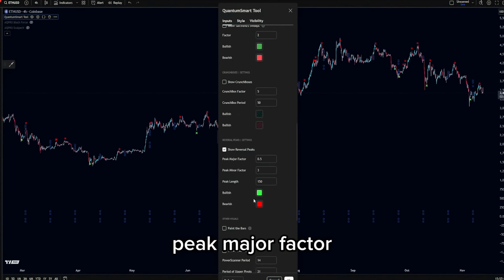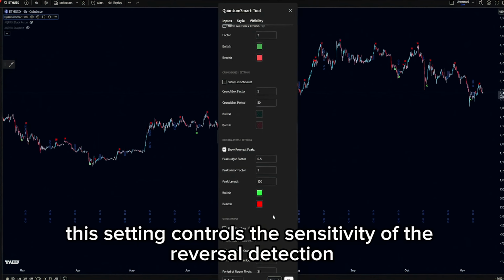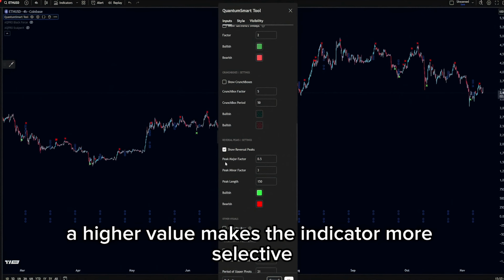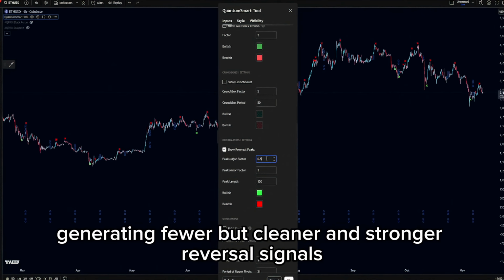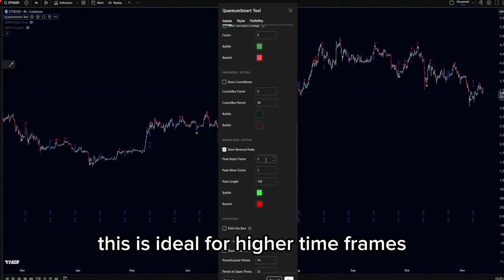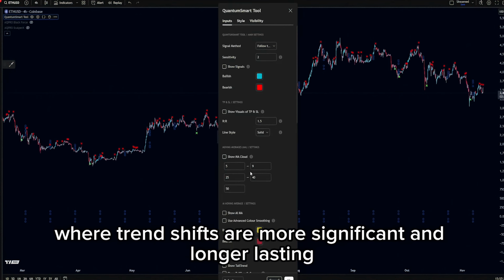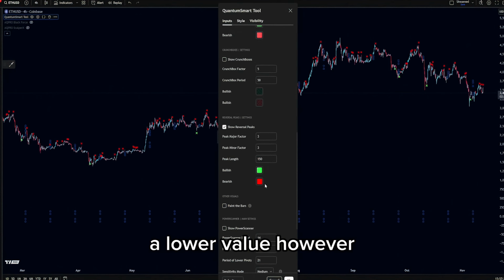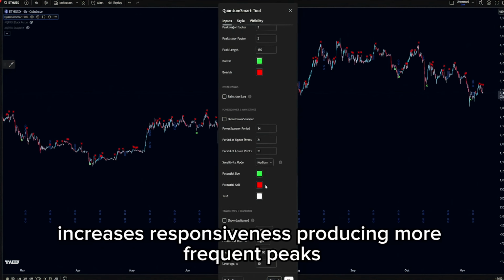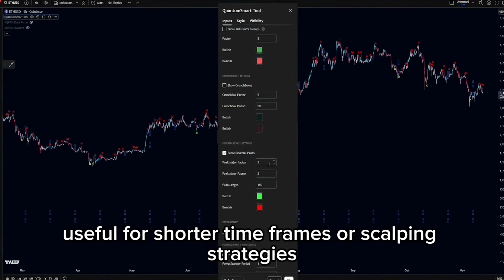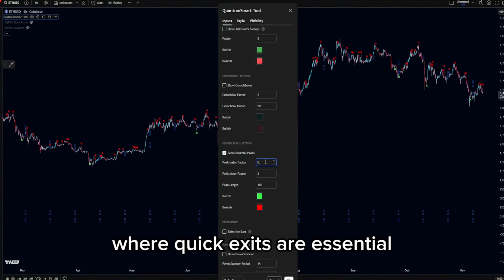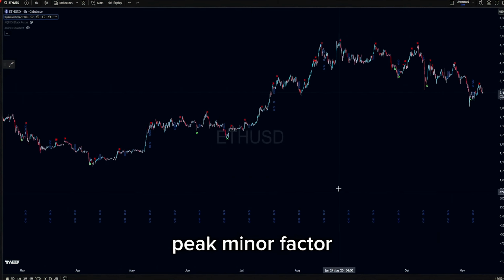Peak major factor. This setting controls the sensitivity of the reversal detection. A higher value makes the indicator more selective, generating fewer but cleaner and stronger reversal signals. This is ideal for higher timeframes, where trend shifts are more significant and longer lasting. A lower value, however, increases responsiveness, producing more frequent peaks, useful for shorter timeframes or scalping strategies where quick exits are essential.